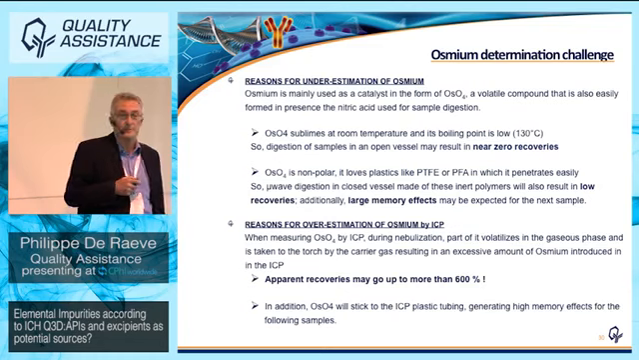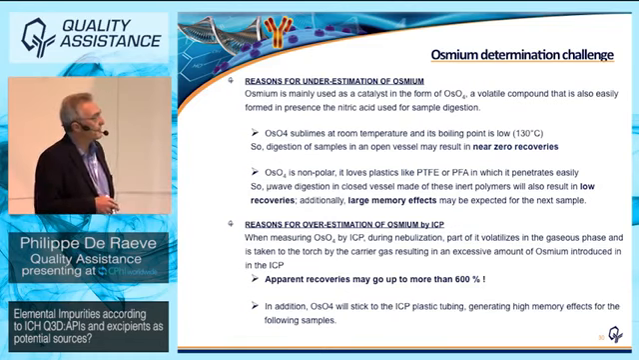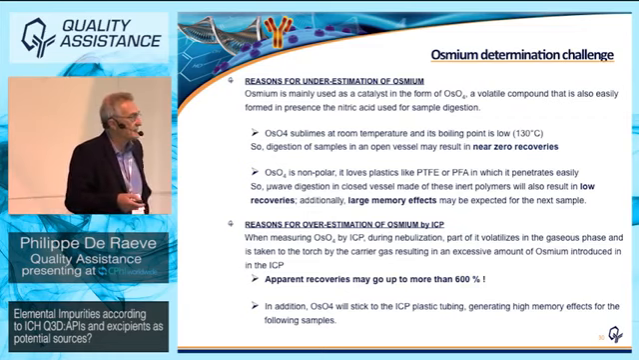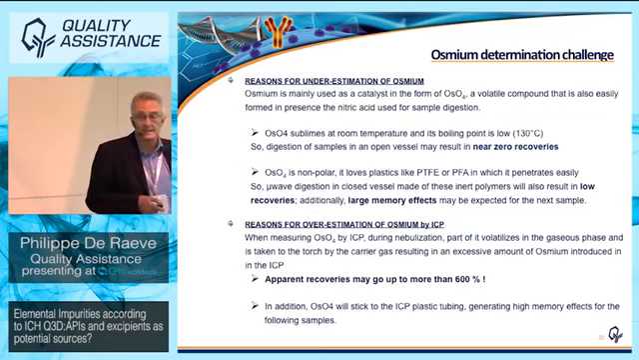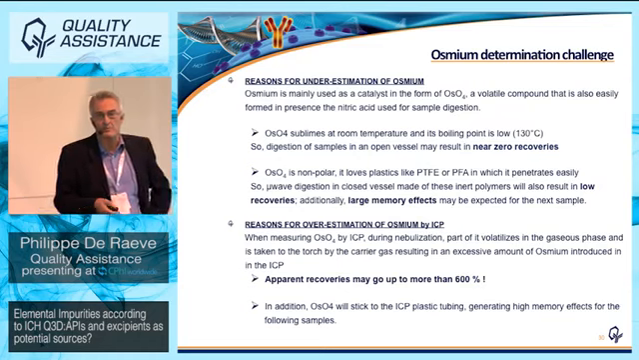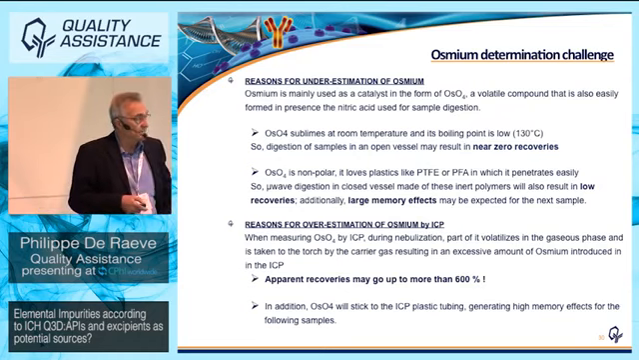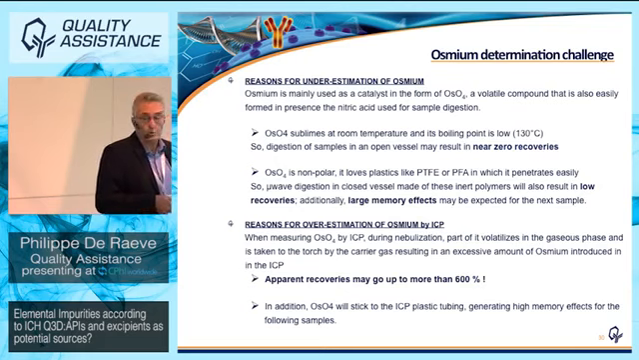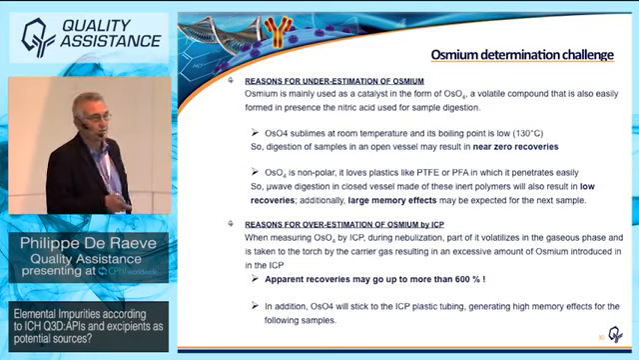You have also reasons for overestimation of the osmium by ICP. When measuring the OsO4, during a nebulization, it volatilizes and it goes into the gaseous phase and is taken to the torch by the carrier gas, resulting in an excessive amount of osmium going into the ICP. And you may have apparent recoveries that go up to 600%. And to complete the picture, OsO4 will also stick to the plastic tubing, generating high memory effect for the following samples. So it's really a challenge to measure osmium.